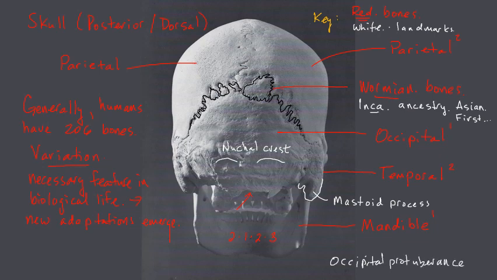The occipital protuberance. That's an ugly word. We'll use nuchal crest. And this is also used to identify whether an individual is male or female. Okay, it can be very helpful.